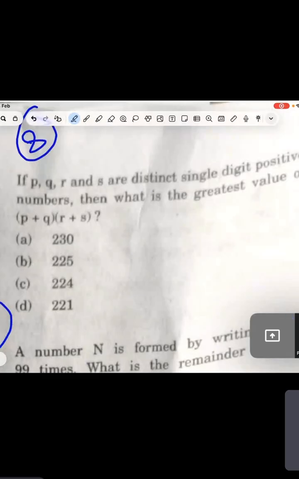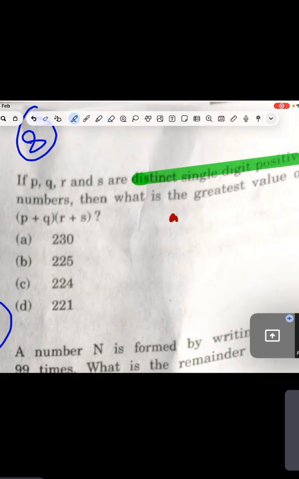Read this question, Bhagya. If P, Q, R, and S are distinct single-digit positive numbers, what is the greatest value of P times Q? Guys, I told you, right? The closer the value, the higher the product. Here we need the largest single digits, because we have to find the greatest value. So first we need to have the greatest numbers. So let's analyze actually.